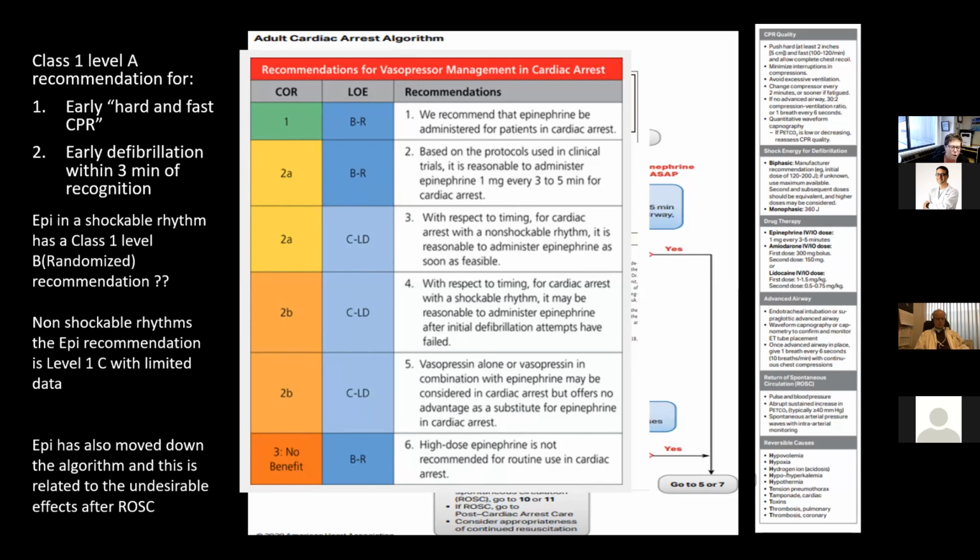There's also no evidence to support a practice that I hear happens in our province called dirty epi. I'm not really sure the origin of that name, but it's where you're putting epinephrine in an infusion and running it wide open. So there is no evidence to support that practice.